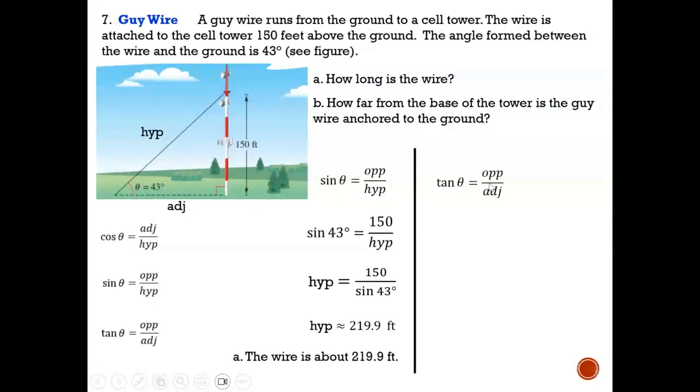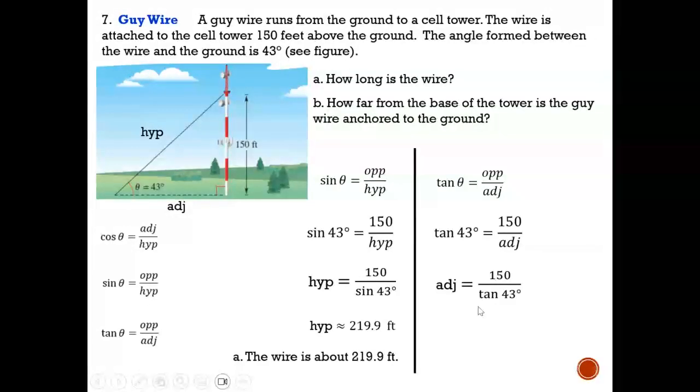So the tangent will be opposite, which is 150. The tangent of 43 degrees equals 150 over adjacent. And again, here, guys, I'm going to use the properties of proportion, so I'm going to switch the adjacent with the tangent of 43 degrees. We're going to use a calculator. It's going to give us 160.9 feet.